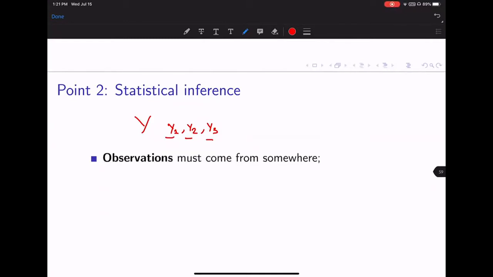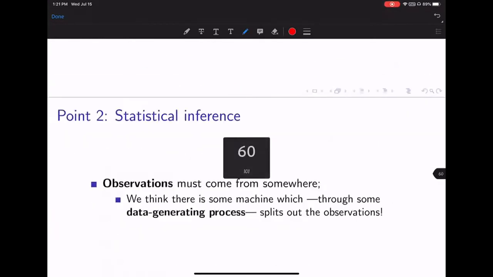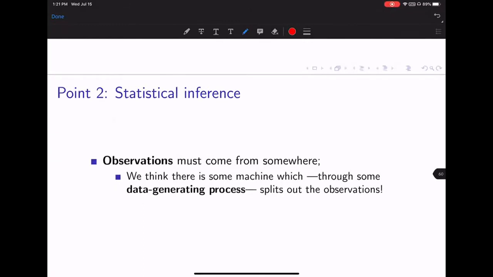another step is we think to ourselves, well, these observations must come from somewhere, right? These observations must come from somewhere. So there must be something that generates the observations we happen to have in our hand. We think that the observations we have come from somewhere, and we think that somewhere is a machine. And this machine spits out the observations.